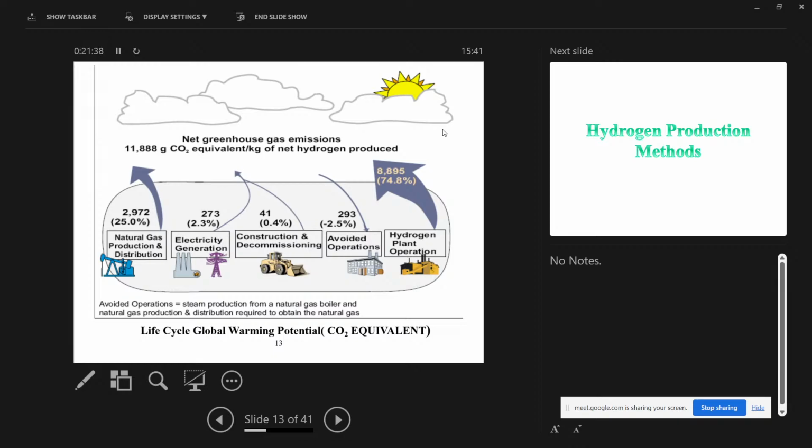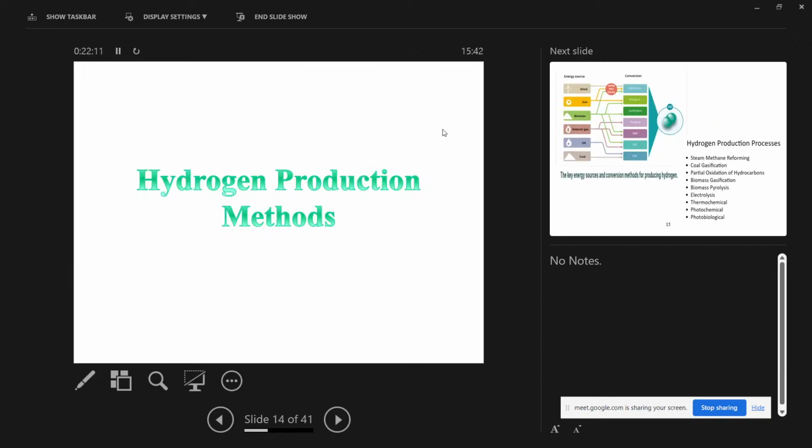So do you see the difference? If you want to synthesize 1 kg of hydrogen, 12.3 kg of CO2 is emitted by whichever process is giving you the hydrogen energy. So that's why we are seeking alternative sources, various ways by which we can get renewable energy, or, we can say, green hydrogen energy. Next slide, please.